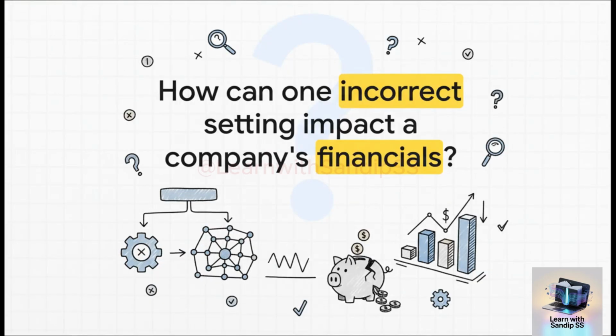So, I'll leave you with a question to chew on. How could just one single incorrect setting in this whole complex web of account determination ripple through the entire system and actually end up impacting a company's bottom line on their official financial statements? It really goes to show just how critical it is to get these details right.